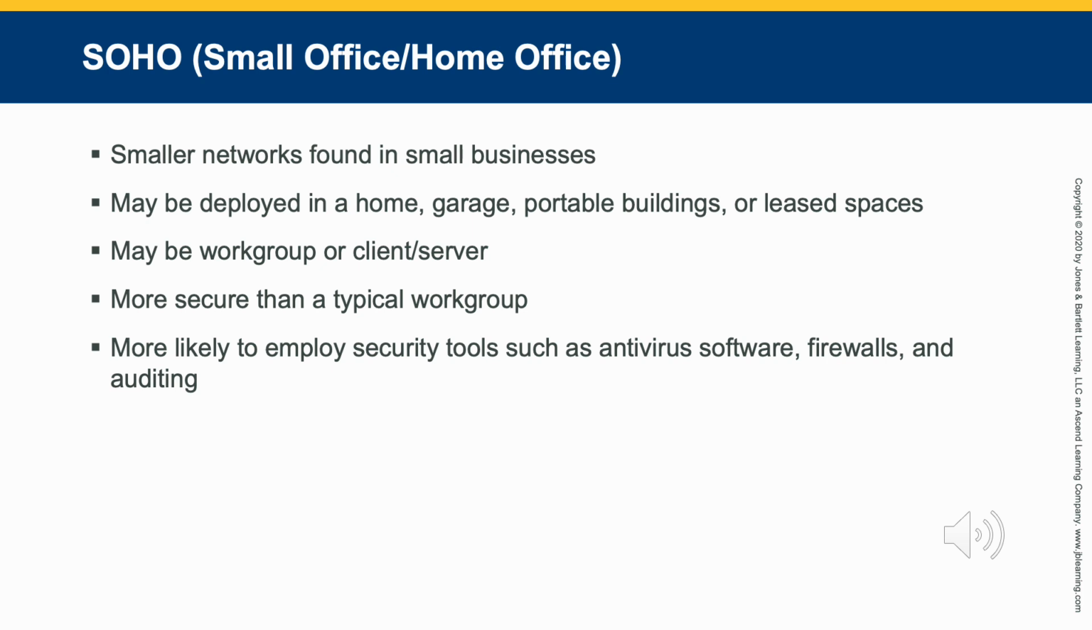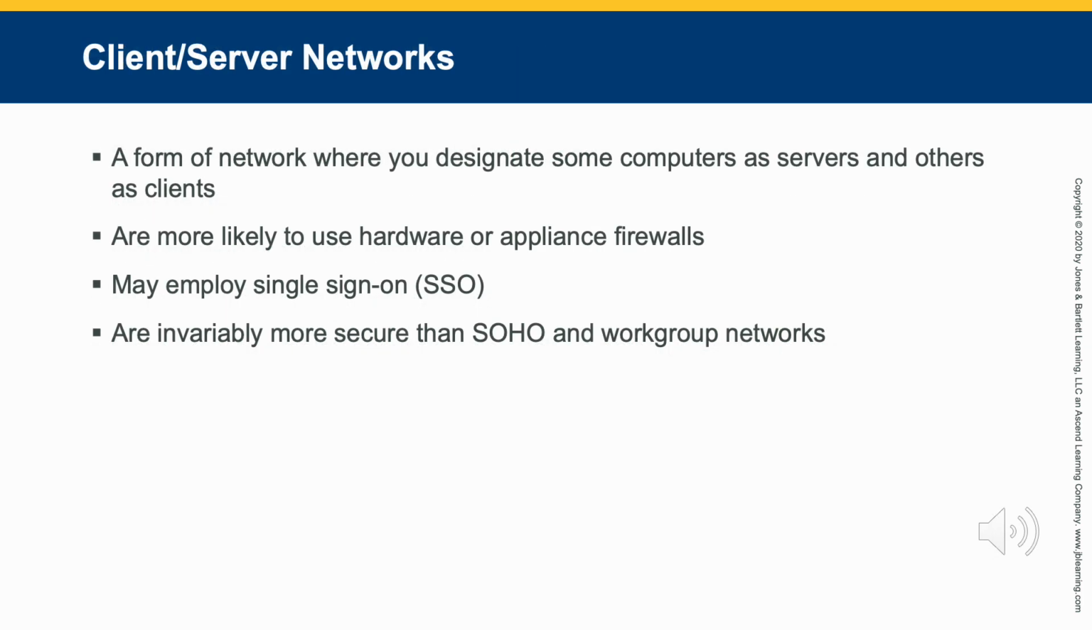A small office, home office network is a smaller network found in small businesses, and may be deployed in a home, garage, portable building, or leased space. It may be workgroup or client server, may be more secure than a typical workgroup, and more likely to employ security tools such as antivirus software, firewalls, and auditing. Client-server networks, a form of network where you designate some computers as servers and others as clients, are more likely to use hardware or appliance firewalls, may employ single sign-on, and are invariably more secure than a SOHO or workgroup network.